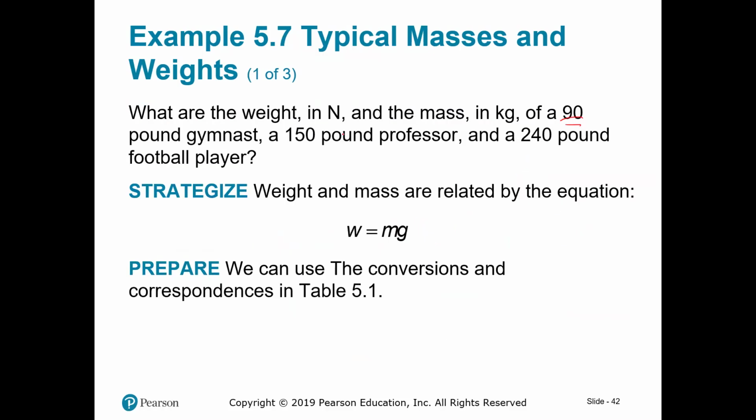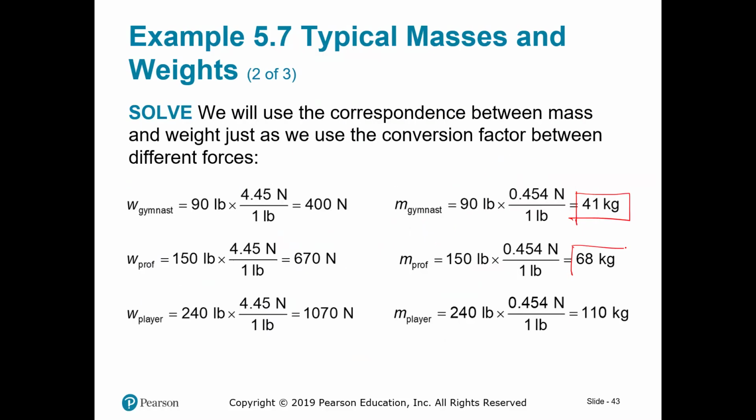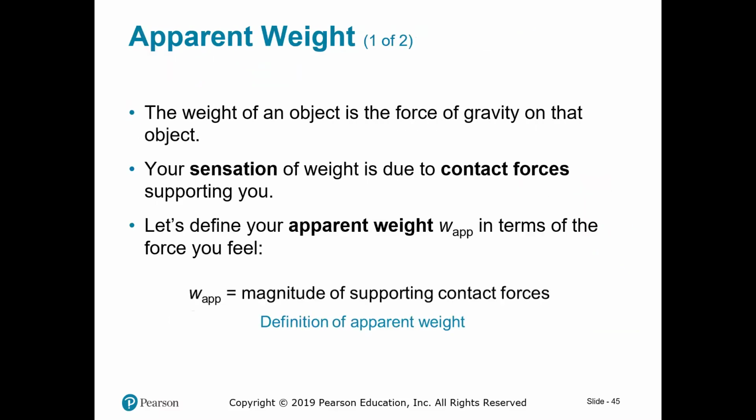90 pounds, 150 pounds, and 240 pounds. Each of them has a mass of 41 kilograms, 68 kilograms, and 110 kilograms. So the weight is simply this number times 9.8, and this number times 9.8, and this number times 9.8. But basically, you can use 10 for gravity for this course, which simplifies your calculation. Okay.